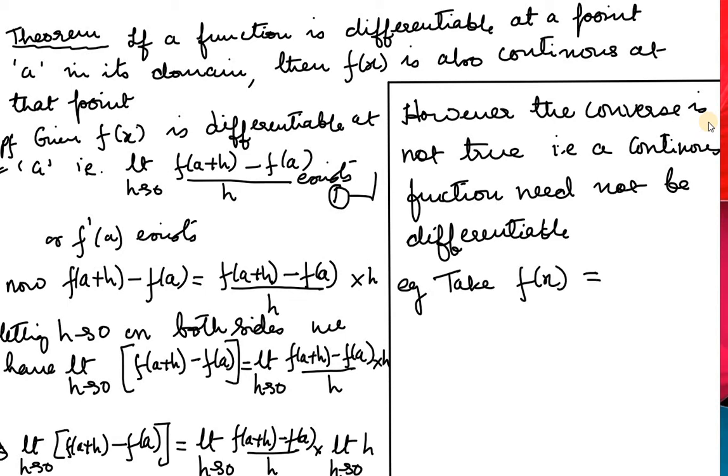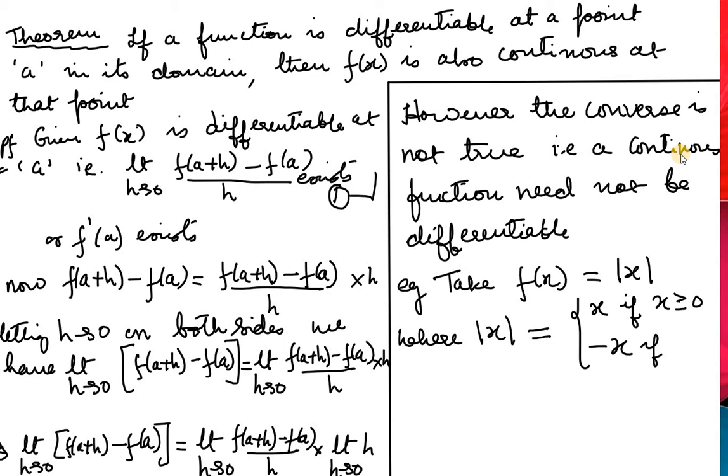Take f(x) equal to the absolute value of x, or the modulus of x, where mod x by definition is equal to x if x is greater than or equal to 0, and minus x if x is less than 0. It is defined as a piecewise function. Now let us draw the graph of this.